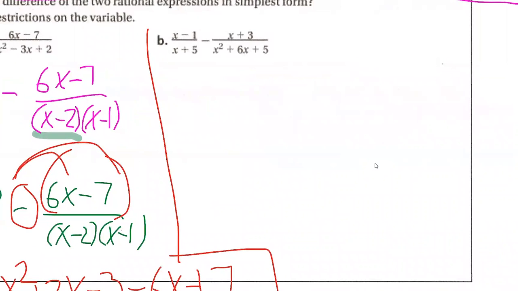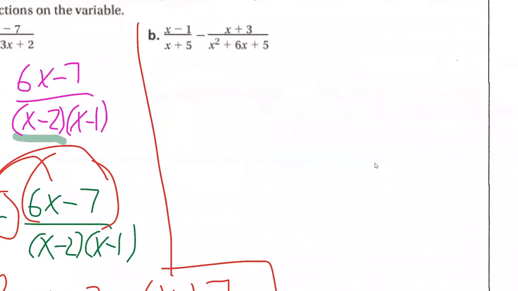So one thing, I'm going to try and save myself a little bit of space, but if you simplify the bottom of this second fraction, that would be x plus 5, x plus 1. So for this first fraction, to get this same denominator, you would have to multiply by x plus 1.